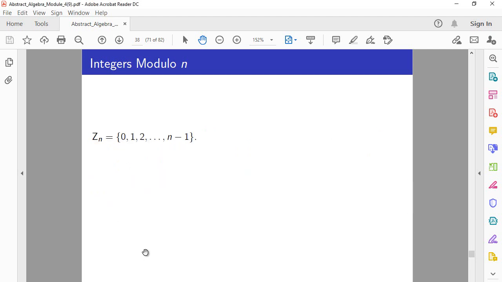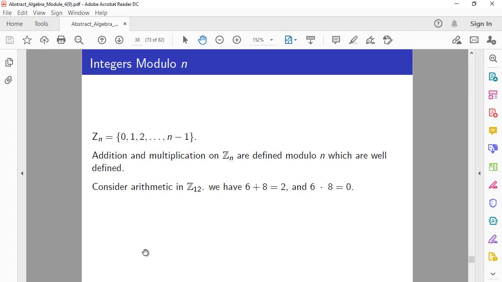So here is Zn, and we're going to define addition and multiplication on Zn. Addition and multiplication on Zn are defined modulo n. So what do I mean by that? Let's take an example. Let's take Z12. So Z12 would be the set of integers from 0 up to 11.